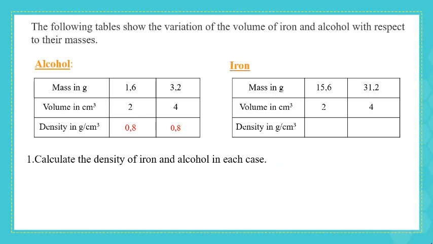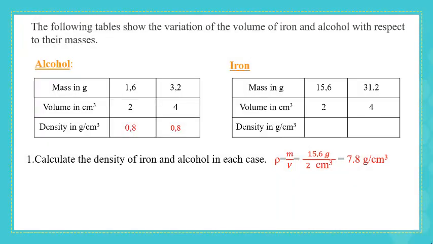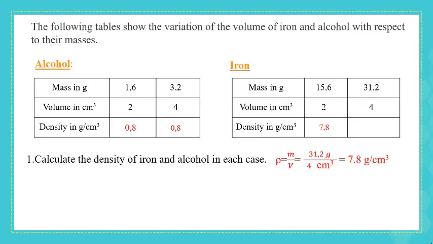In the next table, that refers to the iron, the mass of iron is 15.6 and its volume is 2. Then divide these two values to get 7.8 gram per centimeter cube. Also, its mass is 31.2 gram and its volume is 4. Divide them to get also 7.8 gram per centimeter cube.